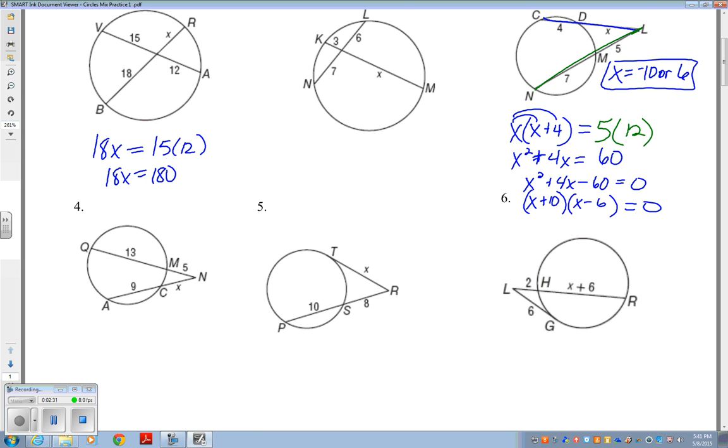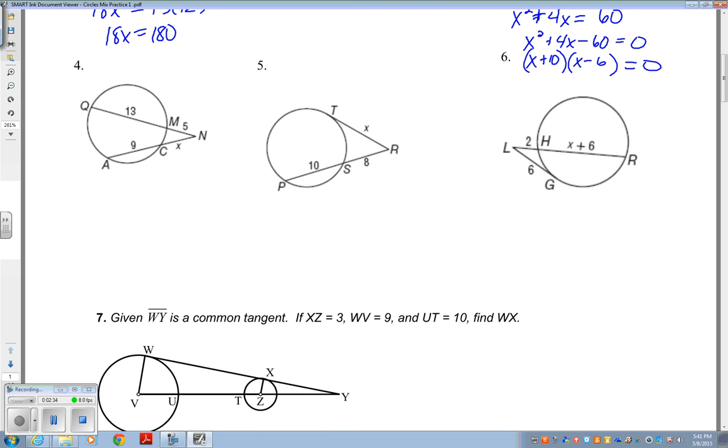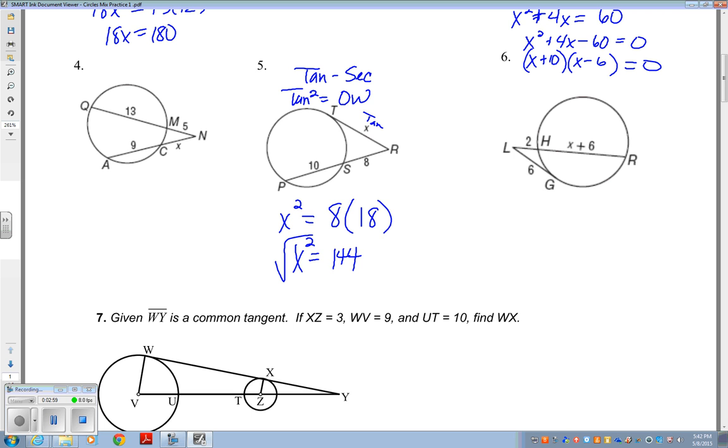Okay. Now, 5, we have what we call tangent secant. Tangent secant requires you to do the tangent squared equal to outside times whole. Okay, so over here is your tangent. So that's x squared is equal to the outside, which is 8, times the whole, which is 18. So basically x squared equals 144, and then you're going to take the square root. So x equals plus or minus 12. Okay, so you have tangent secant on number 6 as well.